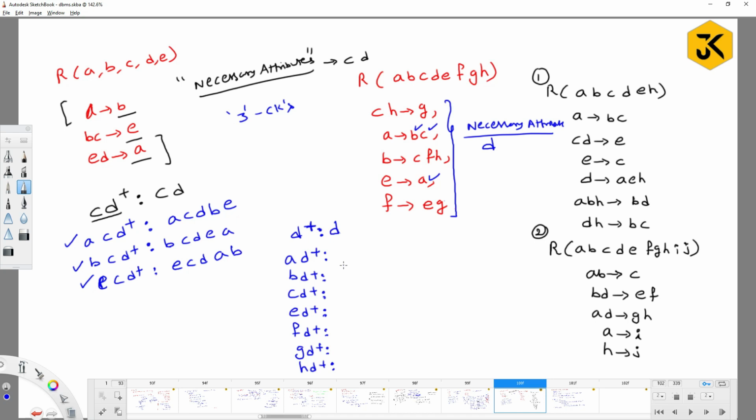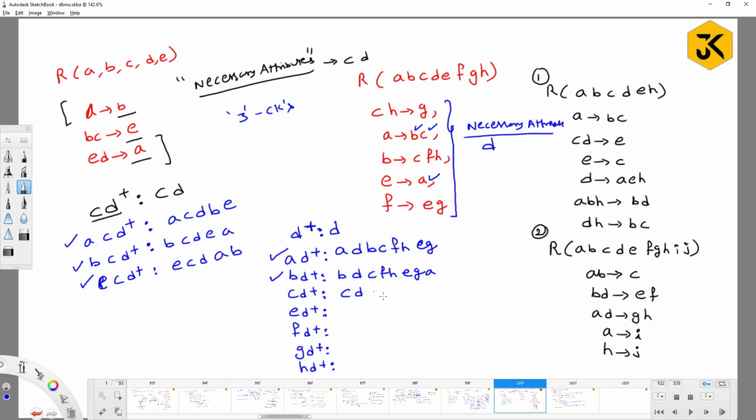What is AD closure? AD initially, from A you will get BC, from B you will get C, F, H, from F you will get EG. Are you going to get all the things? Yes, so I can call AD a candidate key. Similarly, BD closure: BD, from B you will get C, F, H, from F you will get E, G. A you didn't get, so from BC you will get A. So I can call this also a candidate key.